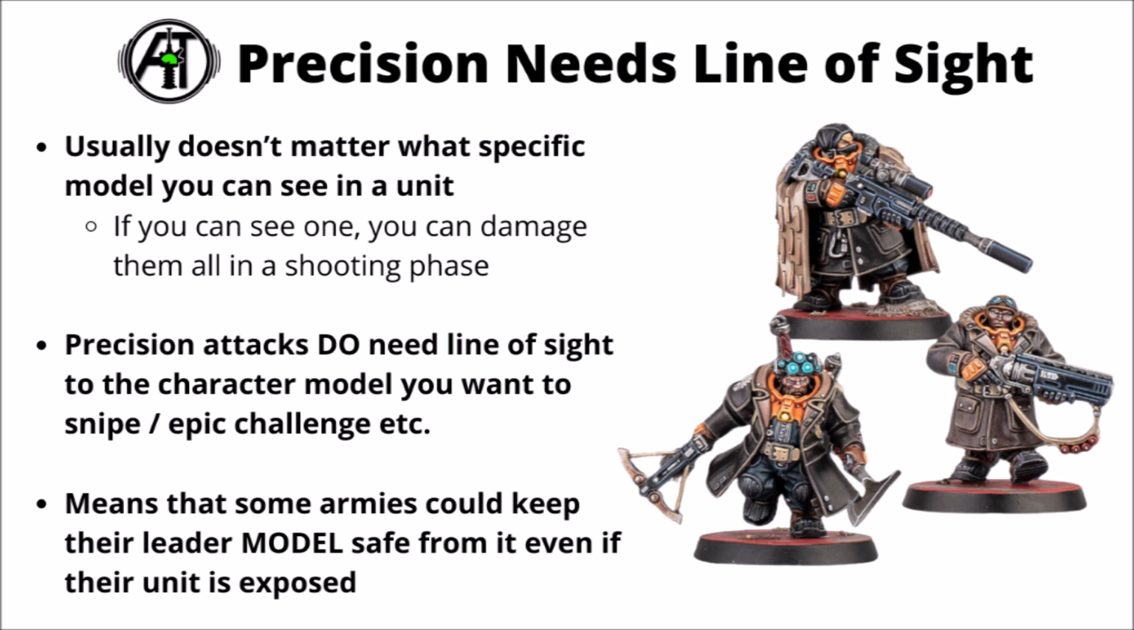You actually need to be able to get line of sight to the actual character model that you want to land your hits on. You can't just happen to see some of their bodyguard units and land the hits where they need to. It means that if you've got a character in a unit, then you could shield them from precision attacks by putting them out of line of sight behind a wall, even if the opponent can see the rest of your unit and they're out there doing aggressive things.